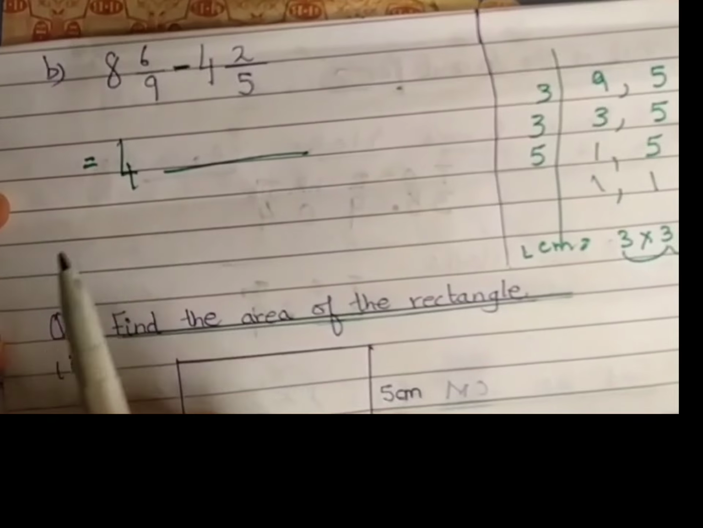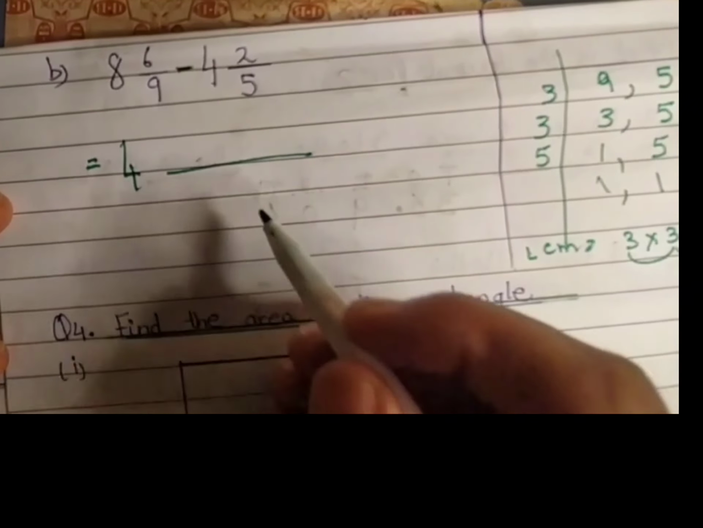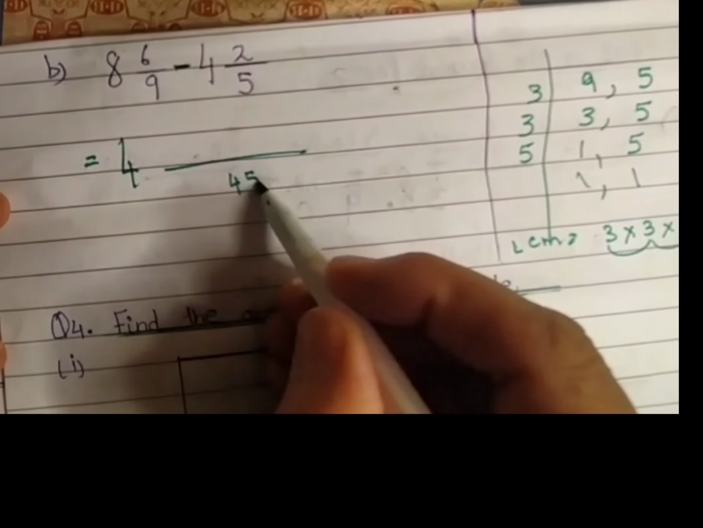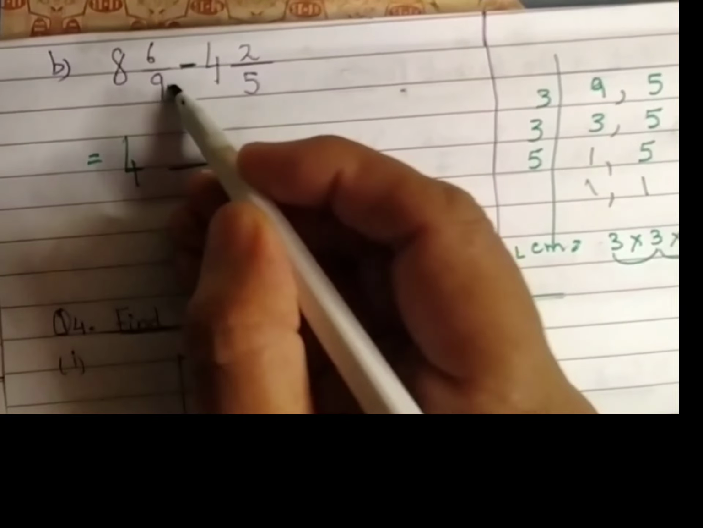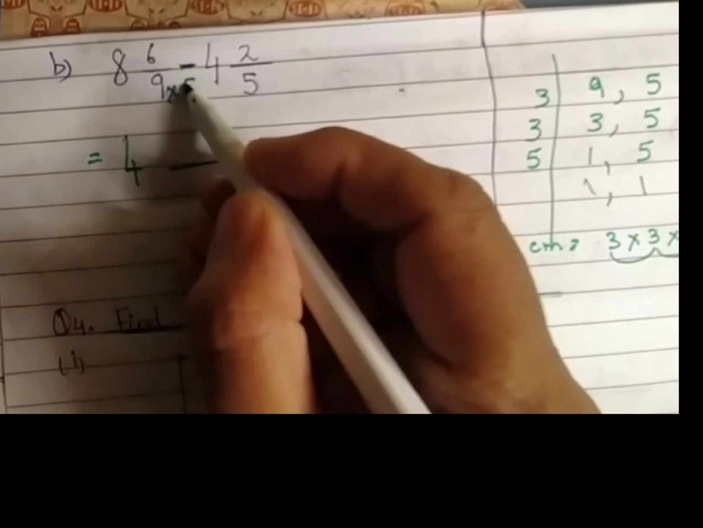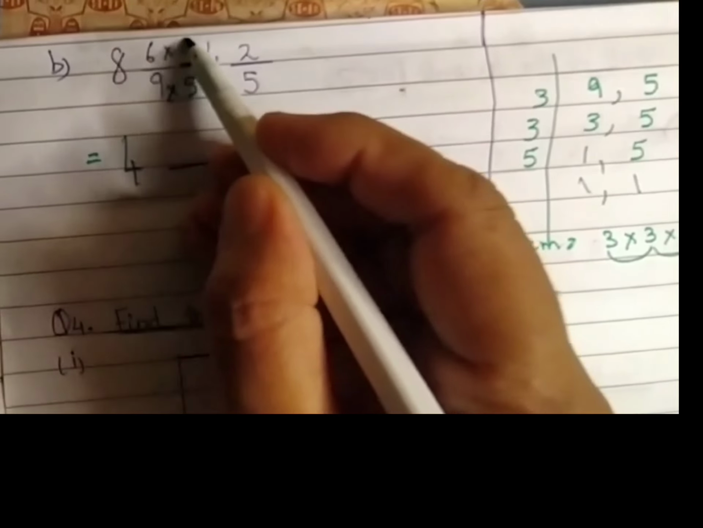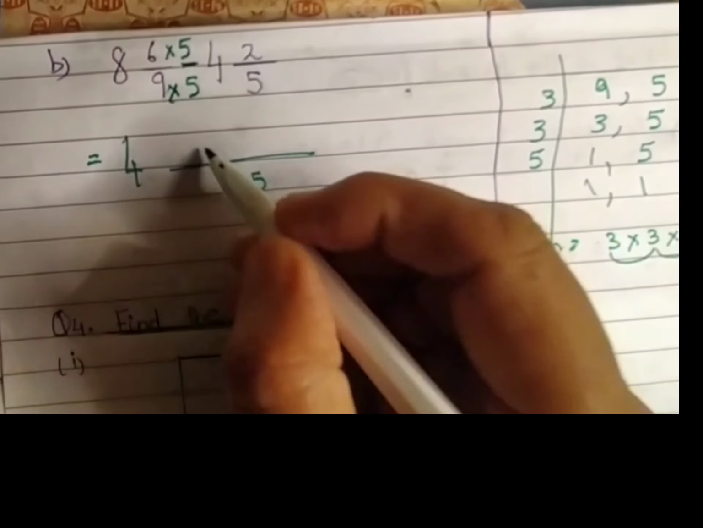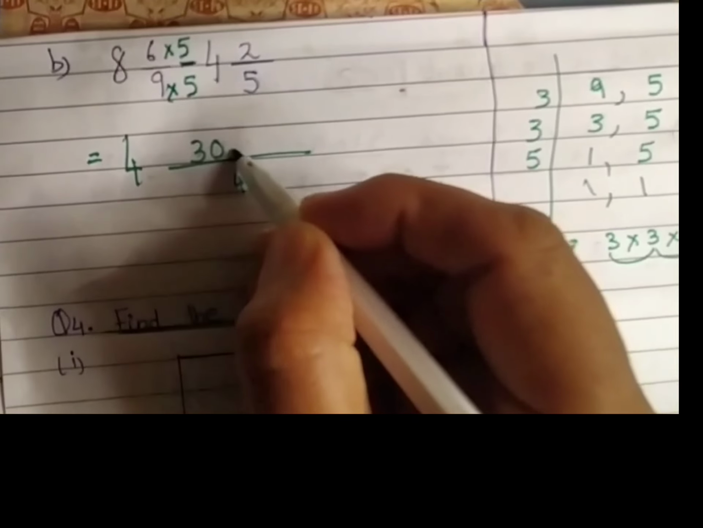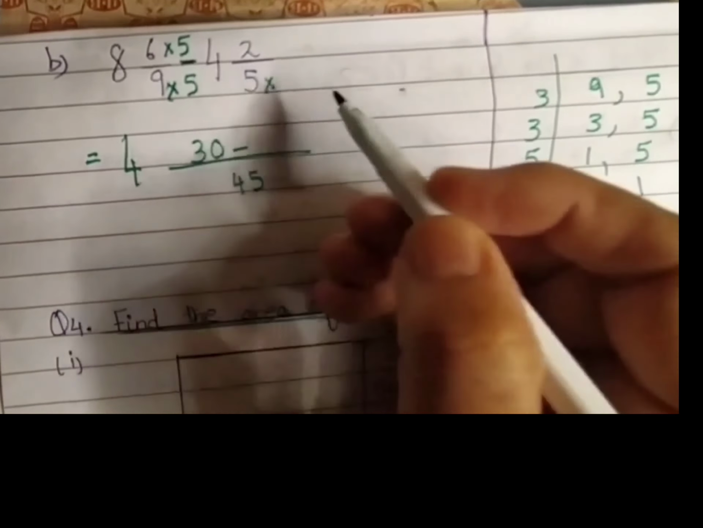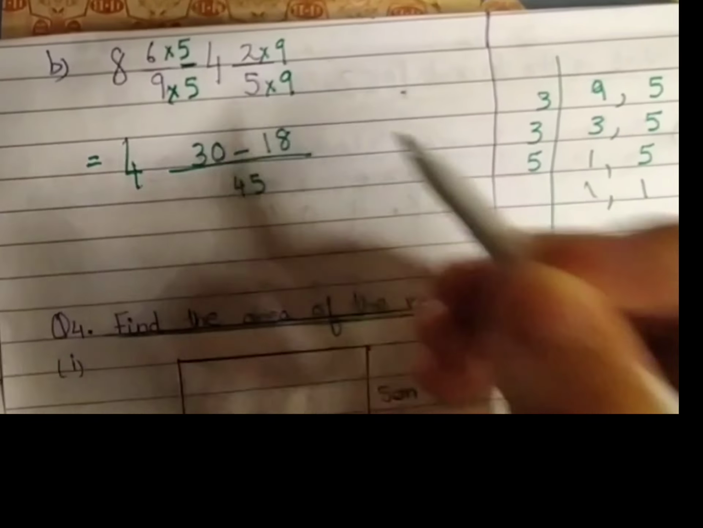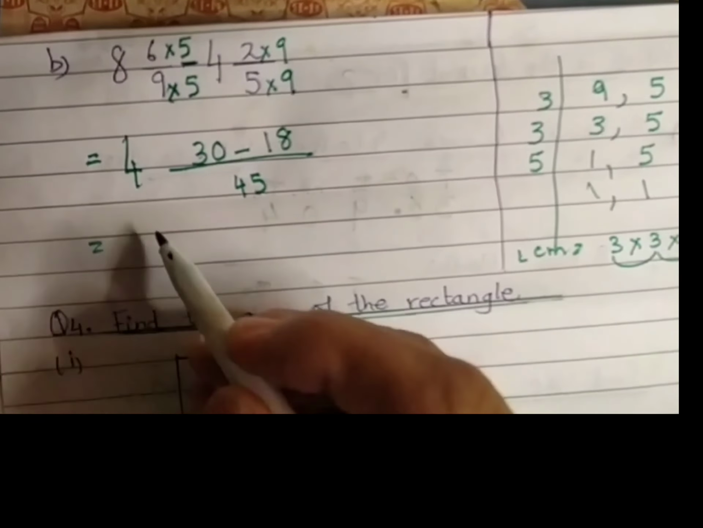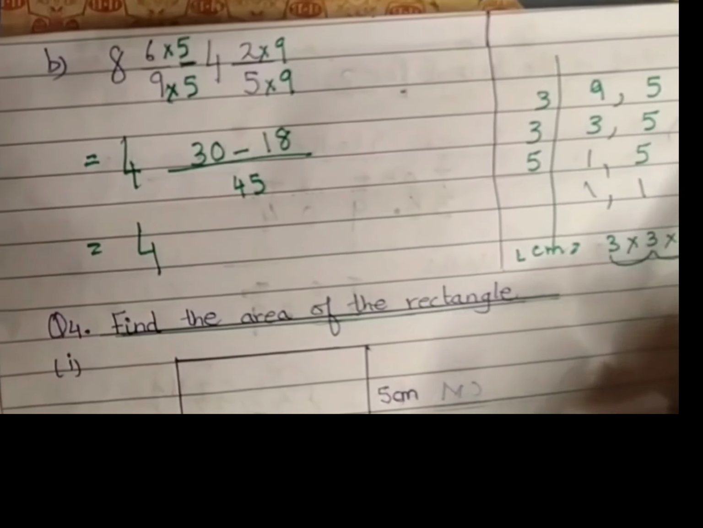Okay? And we have 45 as the LCM. I write down 4 below the line. 9 times what gives you 45? 9 5s are 45. So the 5 goes up here. 6 5s are 30. There's a minus sign. 5 times what gives you 45? 5 times 9 gives you 45. Multiply this by 9. 2 9s are 18. Simple. 4 whole 30 minus 18.